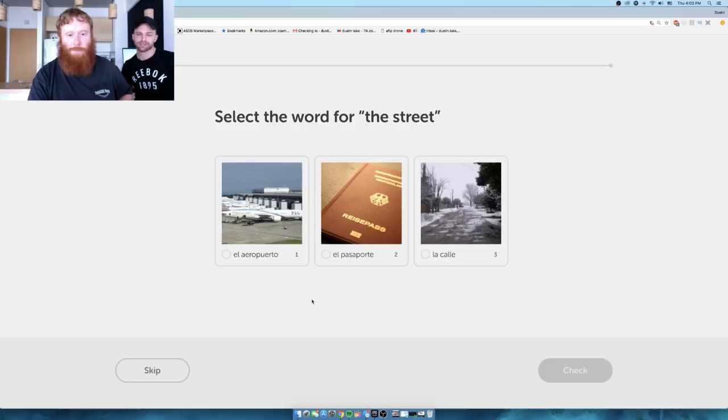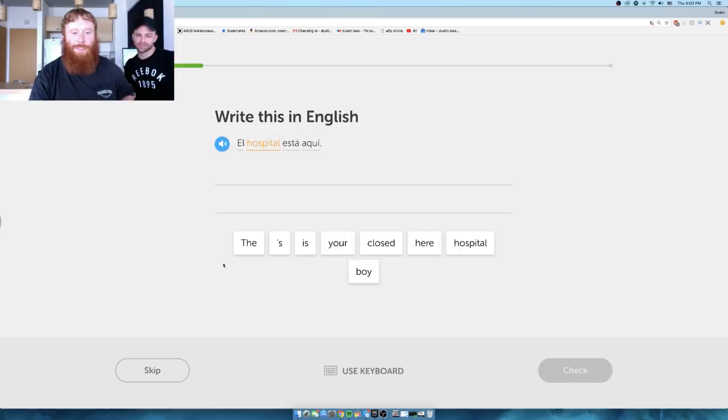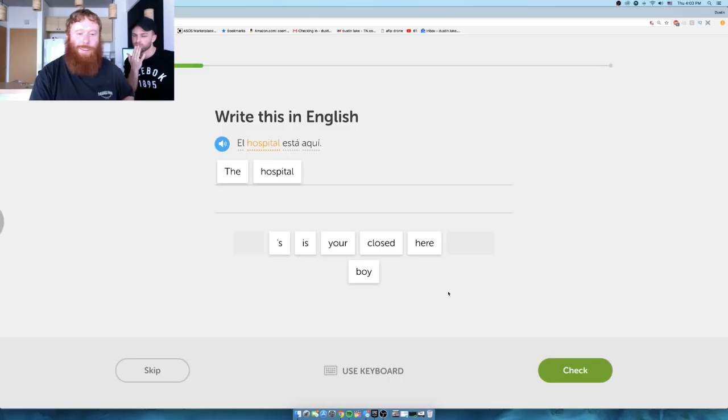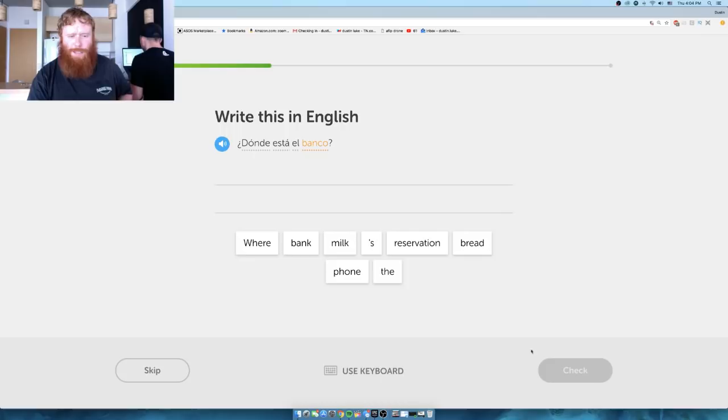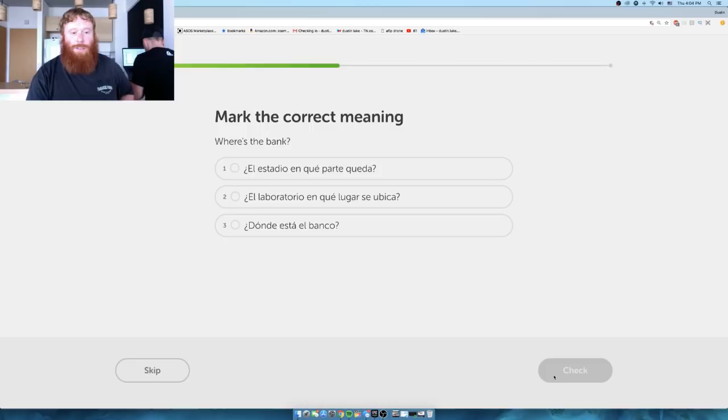La calle. La calle. Except calle or cache? The street. El hospital está aquí. The hospital is here. The hospital is the same as hospital, except you don't pronounce the H. ¿Dónde está el banco? Where is the bank? Or actually, it's where's the bank? Banco. ¿Dónde está el banco?